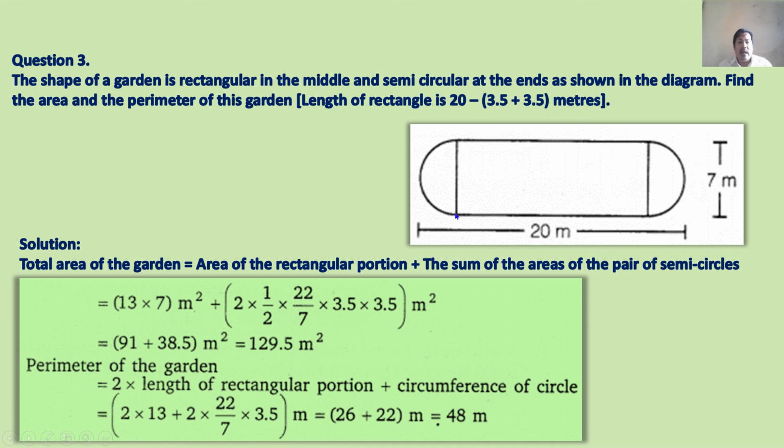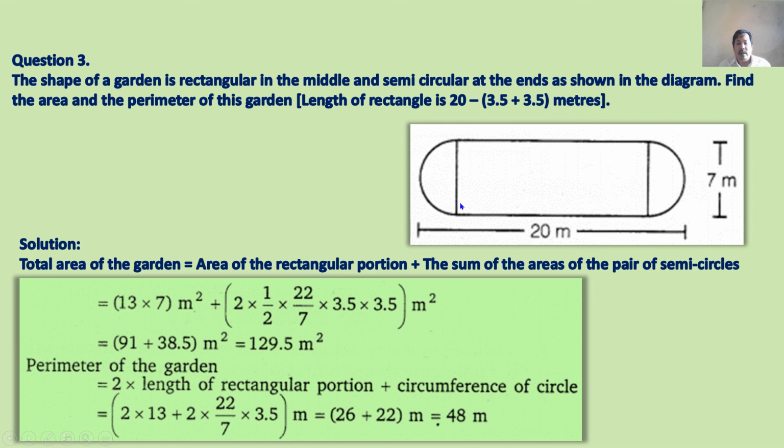What we are going to find out is the perimeter of the garden. So perimeter of the garden is twice the length of the rectangular portion, twice the length of the rectangular portion, 1, 2, and the circumference of the circle.